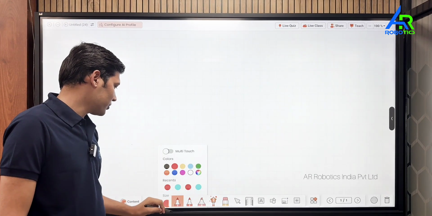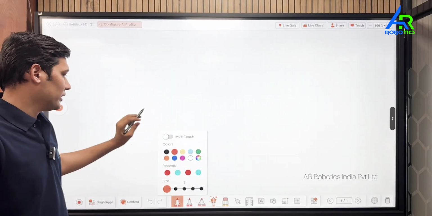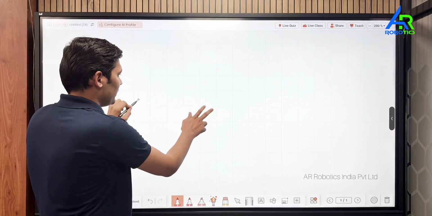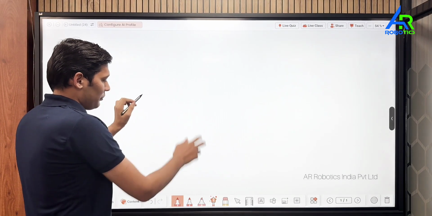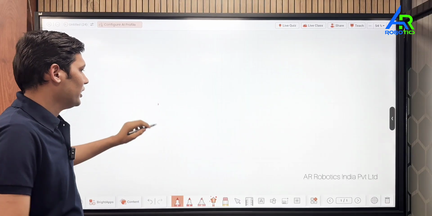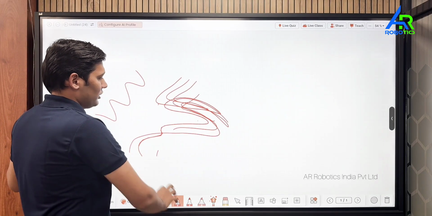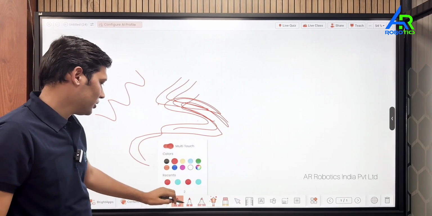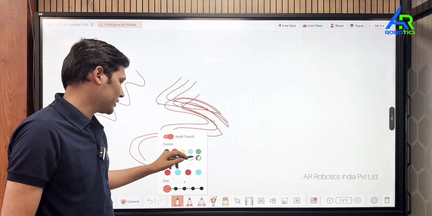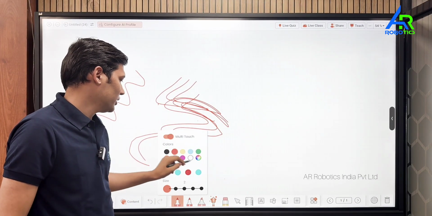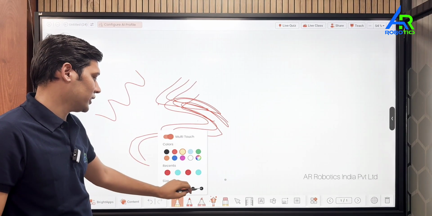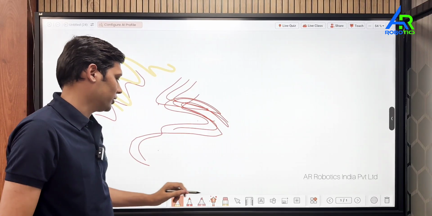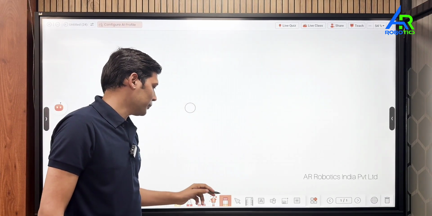Next, there is one useful feature, which is multi-touch support. If you touch with multiple fingers, it will zoom like this. But if you want, you can enable the multi-touch support, and then you can use it like this. You can also adjust the color which you want from here, and you can adjust the pen size which you want. So these are all the basic functionality.